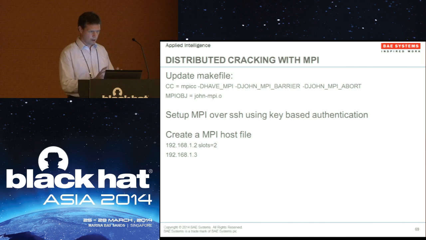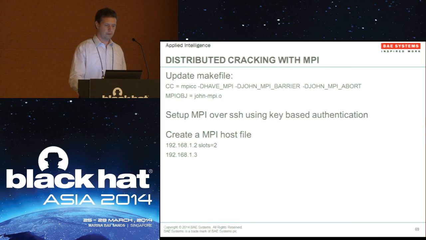If you are using John with Jumbo, you can update the makefile to enable MPI, so you can do distributed cracking across multiple hosts. MPI is pretty easy to set up. You create a host file, enable SSH key-based authentication for your user, so you can't rely on passwords, and then basically use mpiexec john with whatever parameters you would normally use, and then MPI takes care of the rest. So it's really easy to do distributed stuff with MPI.